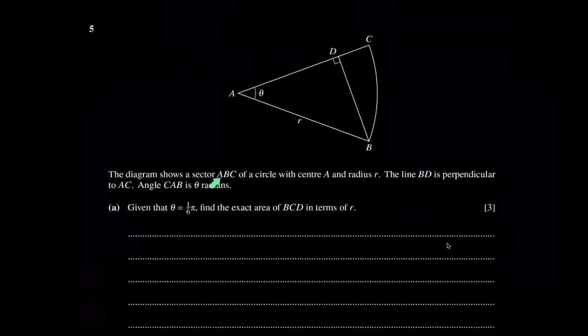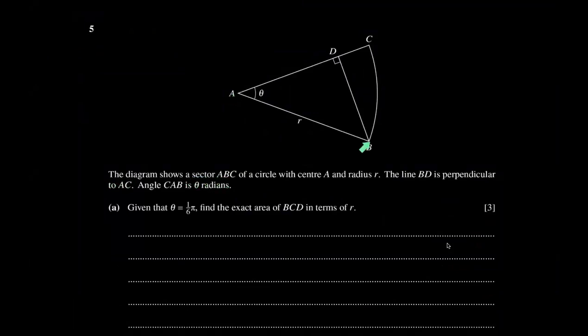The diagram shows a sector ABC. So this is A, this is B, this is C. This whole thing is a sector of a circle with center A and radius R. So let's underline. There is a sector AB, and the center is A, and the radius is R. So let me highlight this. So let me go this way up till here, and then let's go this way up till here. And then let me mark with dots over here so that we know that this is the sector that we are talking about. Now, this is ABC, and this is a sector.